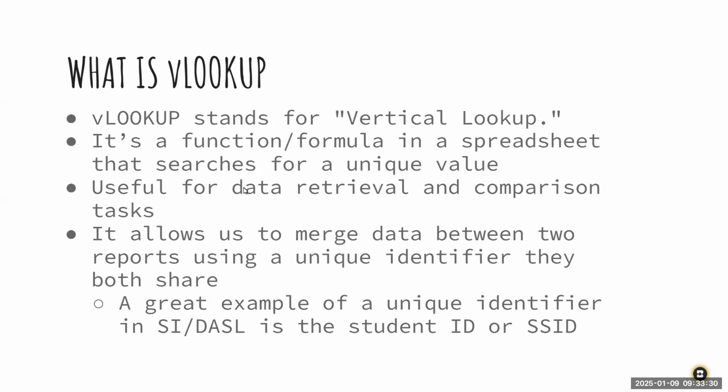What it does is it allows you to merge data between two different reports using a unique identifier that they both share. A good example for us in Dazzle is our student IDs within our district, or the SSID. We can't use names because think about how many people have Miller or Troyer or things like that. We have a lot of those names within our district, so that's not a unique identifier. And then, of course, first name, same thing. We have multiple people with the same first name.